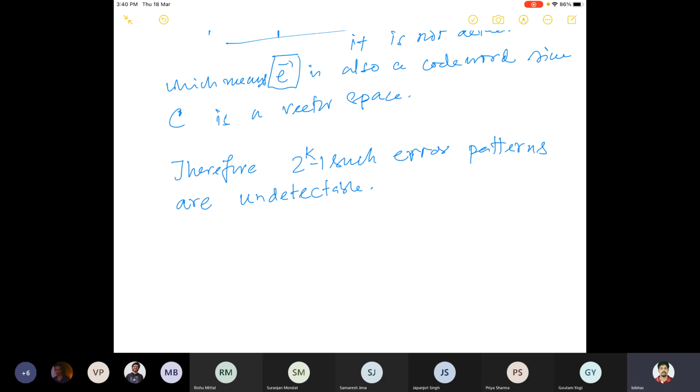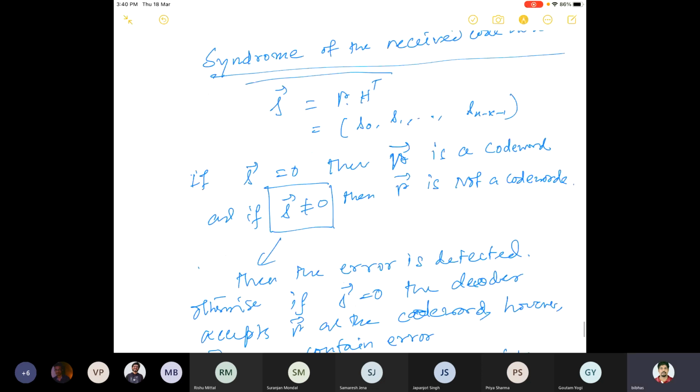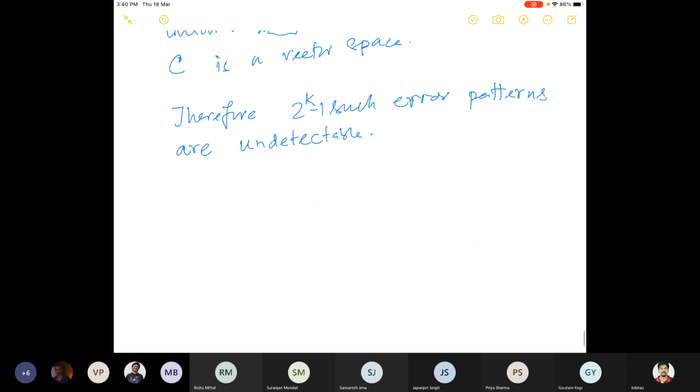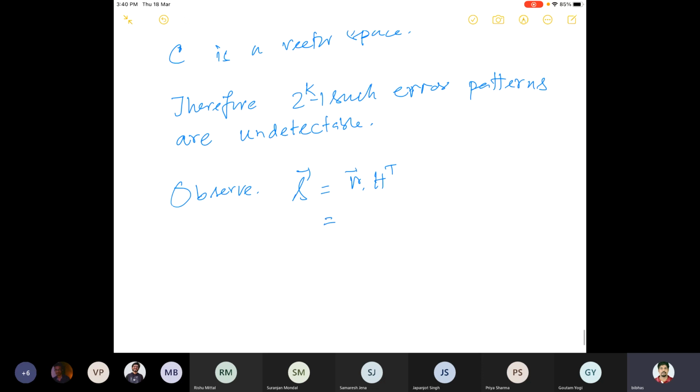Okay. Now let us see what happens to this S when I calculate this. S equal to R dot H transpose. But R is nothing but the original vector, the original code word V plus E, the error.